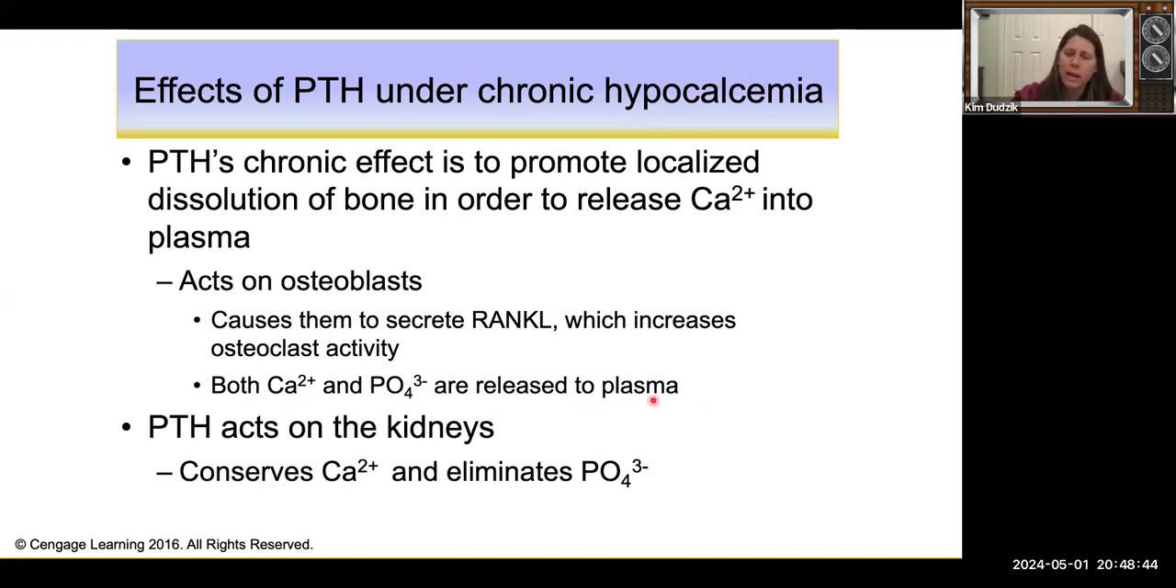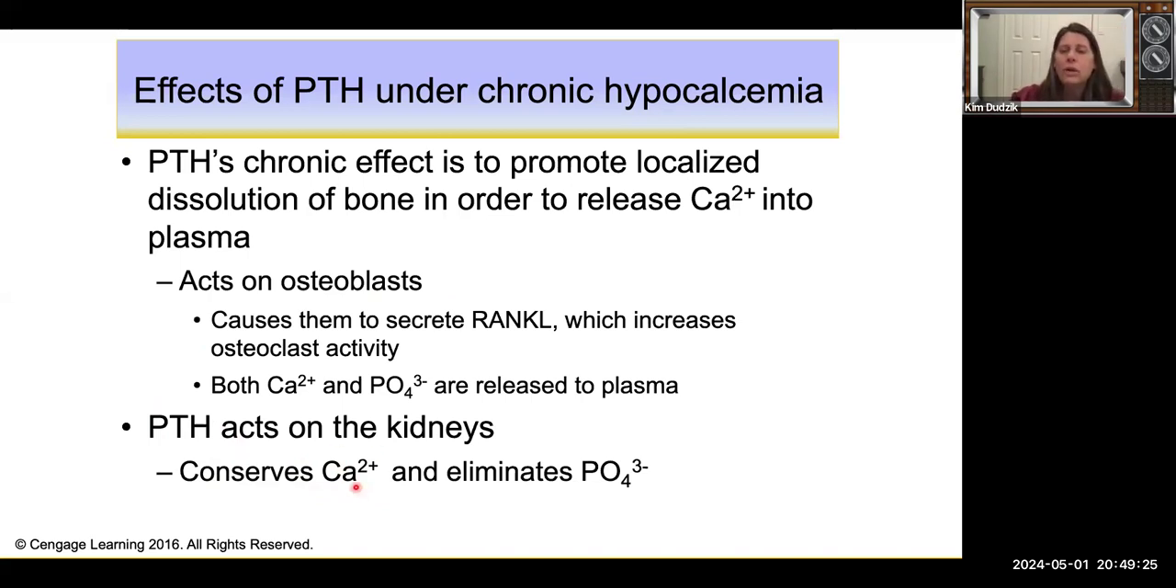Now that both of those are in the plasma, that's going to automatically go to the kidneys. Your blood flows by the kidneys to get filtered. So PTH will also act on the kidneys to cause the nephron to reabsorb calcium back into the bloodstream. So it conserves the calcium. It doesn't allow it to get flushed out in the urine. So parathyroid hormone not only acts on the osteoblast as the target cell, but it acts on the target cells within the nephron to reabsorb calcium. So we conserve the calcium.